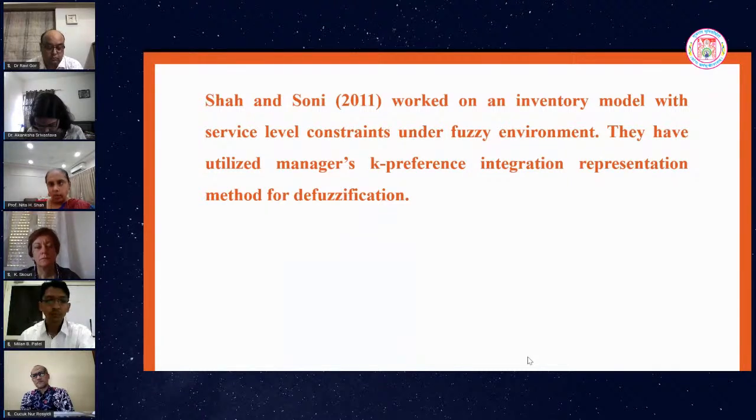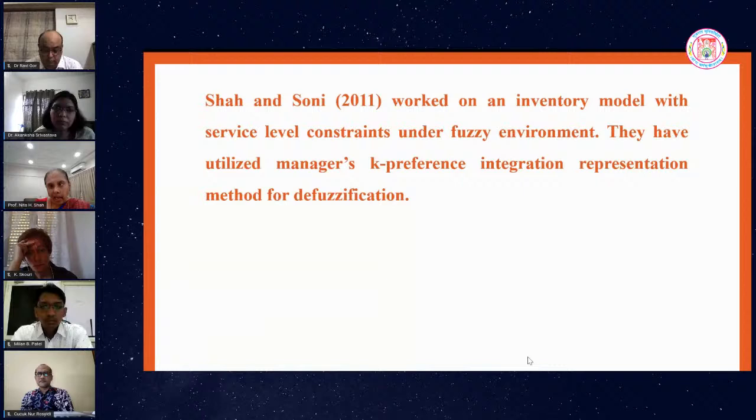Shah and Soni in 2018 worked on an inventory model with service level constraints under a fuzzy environment. They utilized the managers' preference integration representation method for defuzzification. When you fuzzify the objective function, obviously the next step is to defuzzify, and Dr. Soni and myself used the preference integration method for defuzzification. We compared it with other defuzzification methods, and it has been observed that preference integration gives better output as compared to the other defuzzification methods.